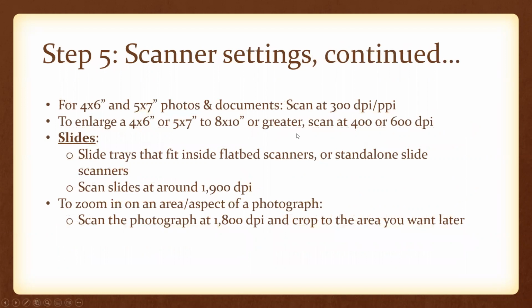So those were just a few terms we wanted to go over, but here are a few setting recommendations we have for you. For any 4x6 or 5x7 document or photo, we recommend scanning them at 300 DPI or PPI. To enlarge a 4x6 or 5x7 to 8x10 or greater, scan at 400 to 600 DPI.